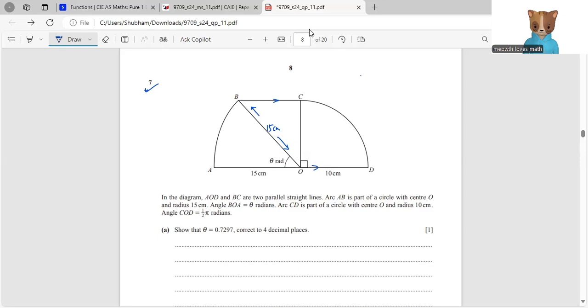So this is given to us as theta radians. Arc CD is part of a circle with center O. All right, so this will be 10 then, because this is an arc, right? So this is also 10 centimeters since OD is equal to OC. Reason is radius.